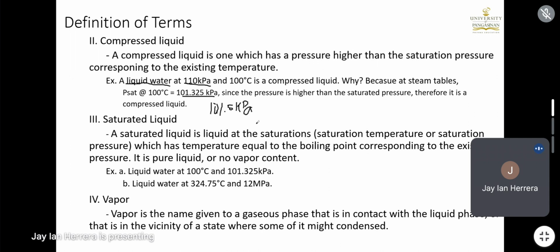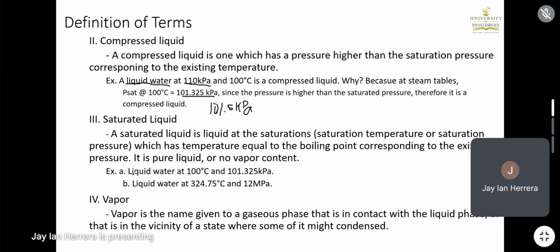Next is saturated liquid. Okay. Saturated liquid, then yung borderline or yung pasok sa linya ng saturation curve natin. Saturated liquid is liquid at the saturation which has a temperature equal to the boiling point corresponding to the existing pressure. So, sa saturated liquid, it is a pure liquid or no vapor content. Kasi nga, andun pa lang siya sa borderline ng pagkulo ng tubig. Magpo-produce pa lang ng vapor yung tubig.